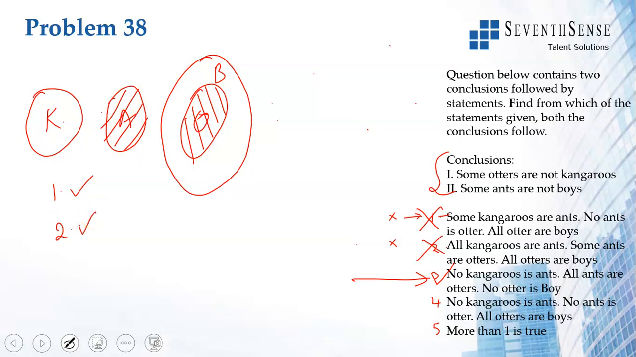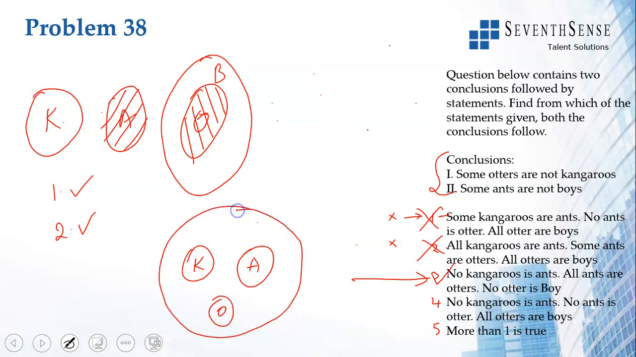So let us see if you can draw some alternate diagrams and see if this still holds. So no kangaroos are ants. Alternate drawing. No kangaroos are ants. No ant is an otter. All otters are boys. All otters are boys. I can write this way as well. This is my alternate drawing. Let us see if the conclusions hold true.